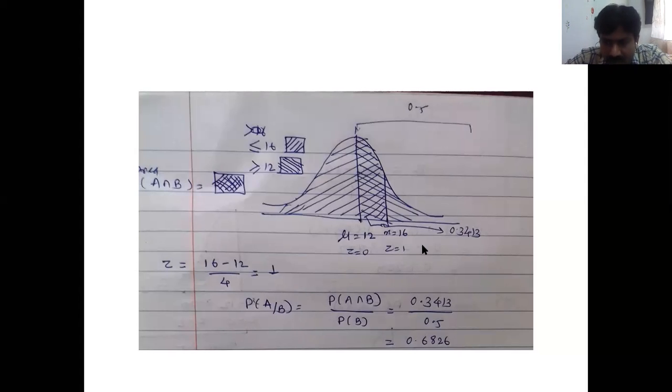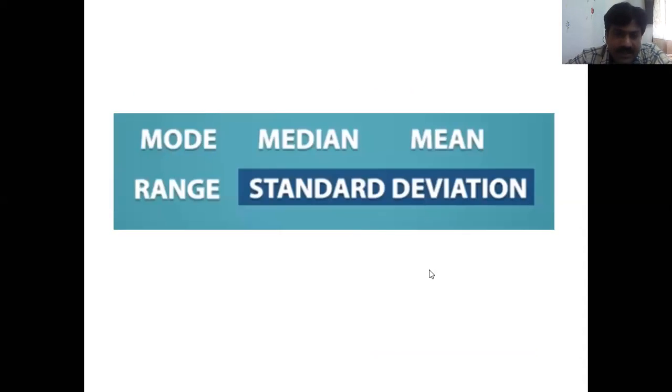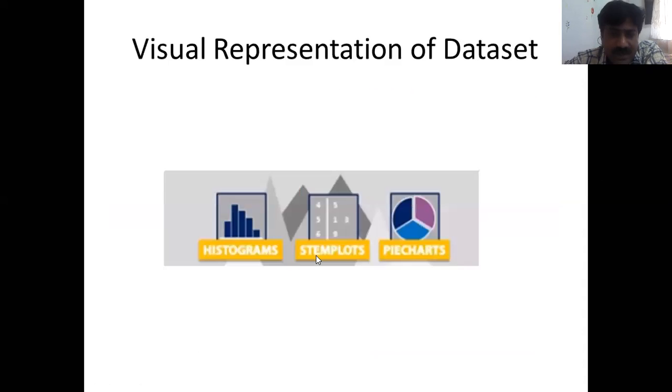Okay, so we'll continue with the next topic, that is mode, median, mean, range, and standard deviation. When we deal with a data set, the numerical representation of the data set is done using these five terms most of the time.